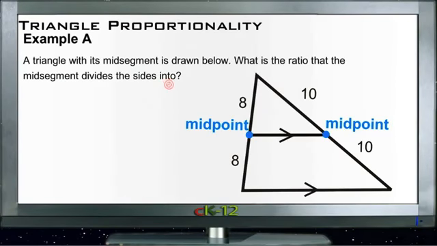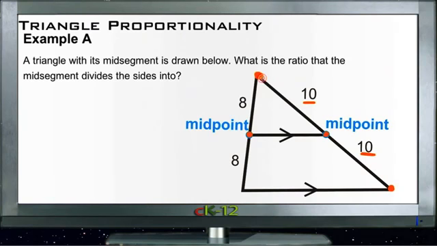All right, here are examples for triangle proportionality. Example A says that there's a triangle with its mid-segment drawn below, and we're supposed to find out what the ratio that the mid-segment divides the sides into would be. So here's the three sides of our triangle down here, and our midpoints are here marked in blue, now in orange. And what we need to do is find out what the ratio of this segment from our top vertex to the midpoint, how that ratio compares with this down here.